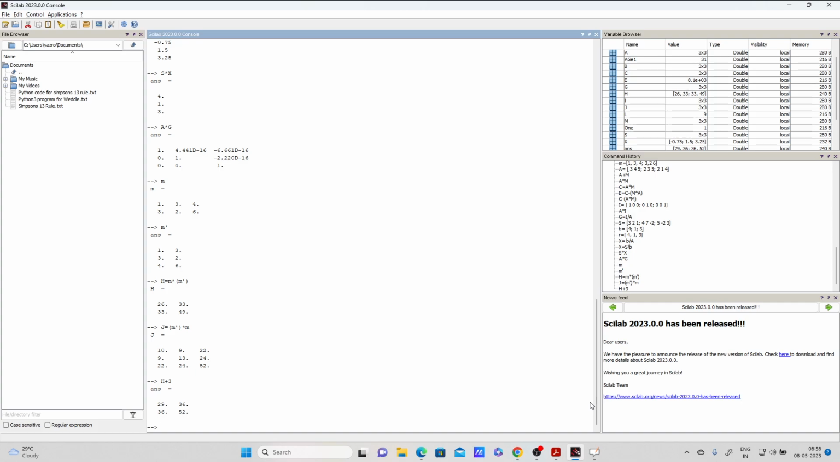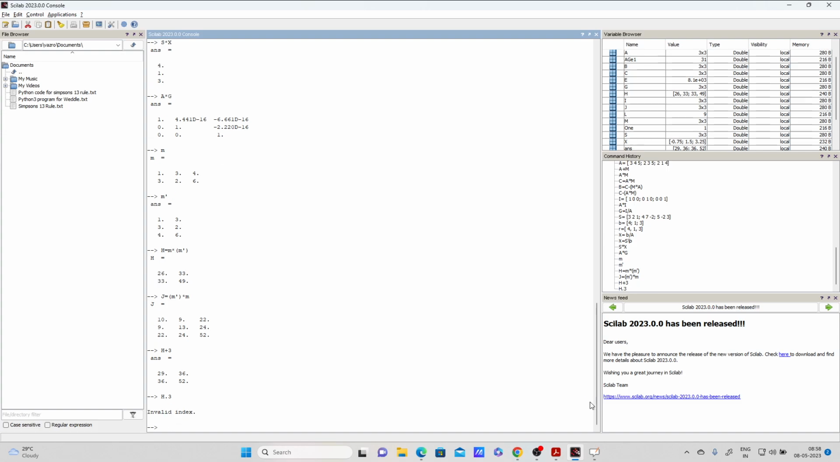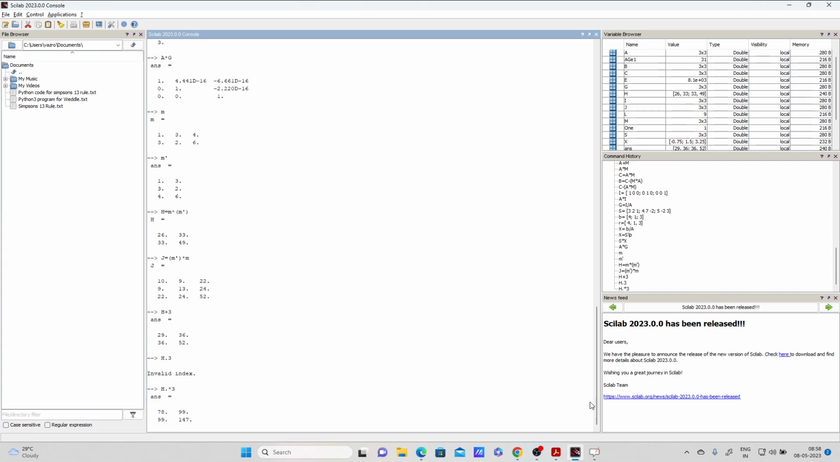Not only that, you can do term by term multiplication also like this, H dot star 3. So what will this do? Let's see if this works. What it has done is multiplied each term of the matrix by 3. So what is the command for term by term multiplication? H dot multiply, the dot and multiply symbol gives you term by term multiplication.